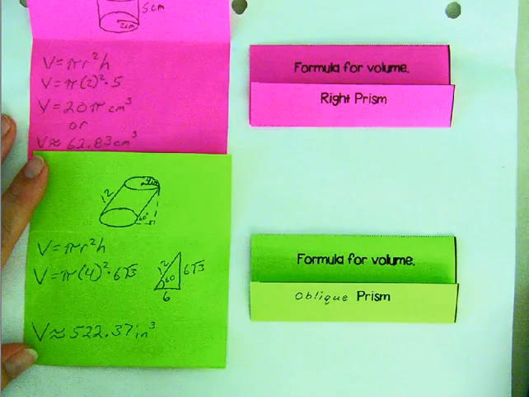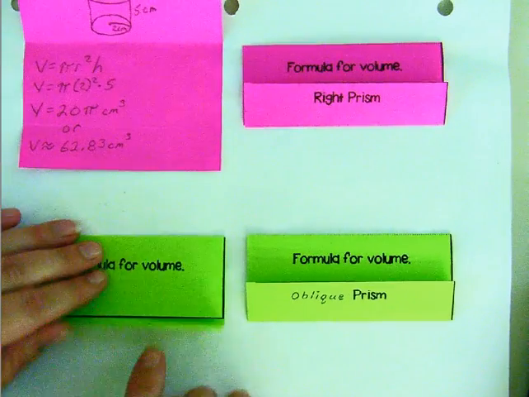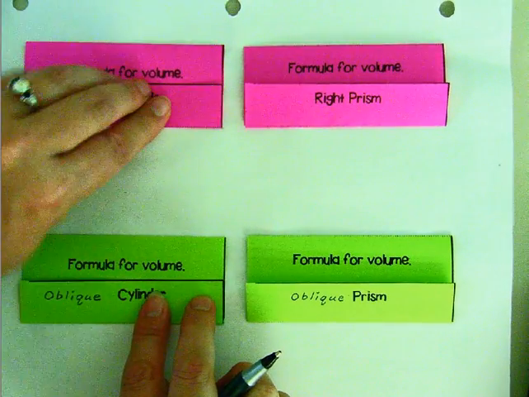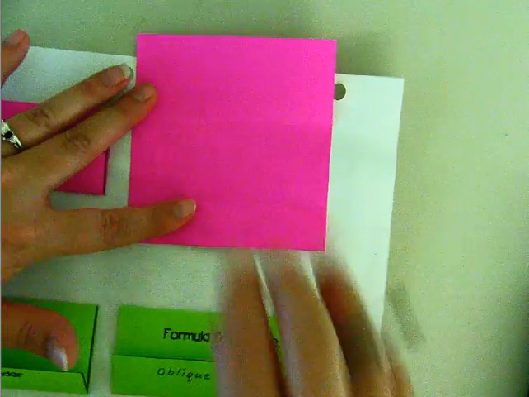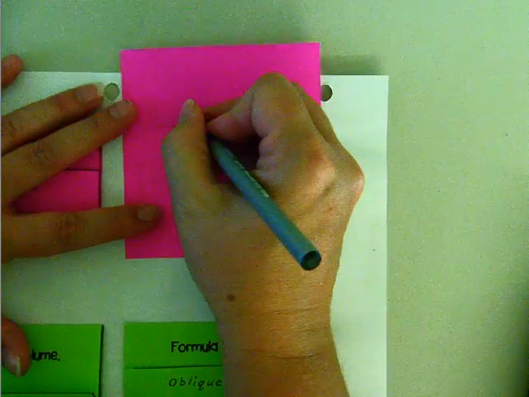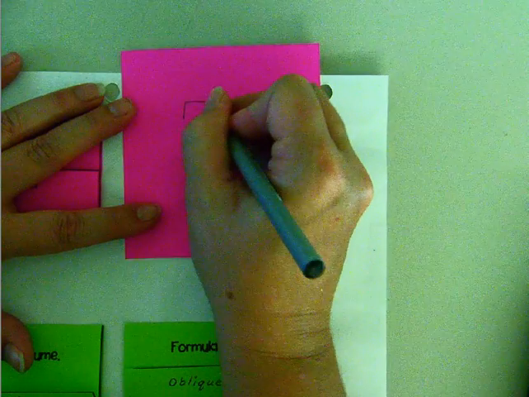Okay, great job there. So let's go ahead and go on to our prisms. So for our prisms, we're going to start with our right prism. So I'm going to draw my right prism. I'm drawing a rectangular right prism.